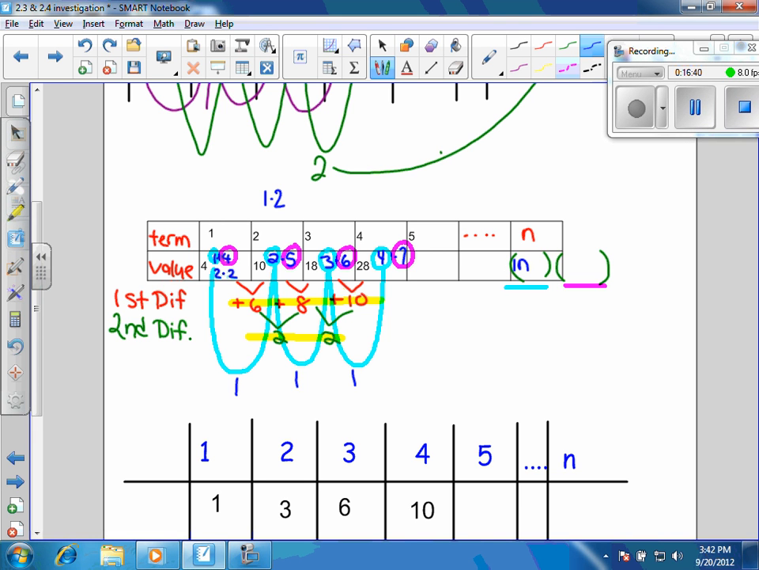Now I have to adjust it. 1 times 2 is 2, and I'm trying to get a 2 in this case. Did I get it? Yes, so I don't have to do any adjusting. Let's test it one more time. 1 times 3 is 3, and I don't need to do any adjusting, so this just becomes 1n.